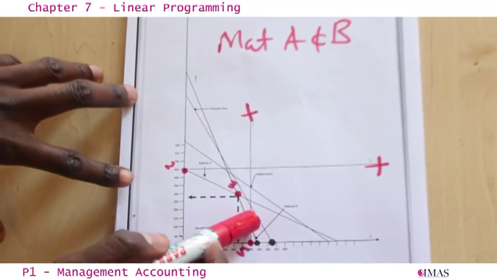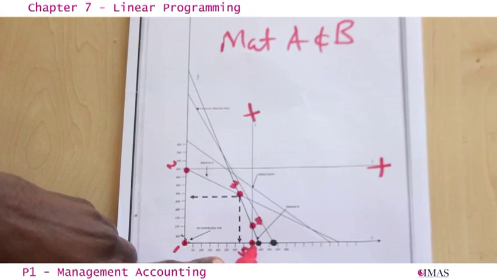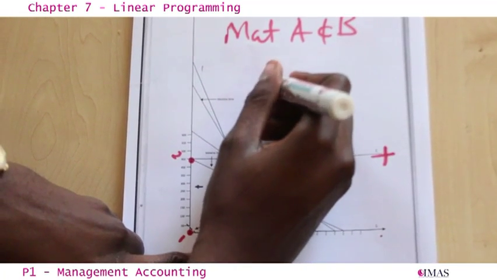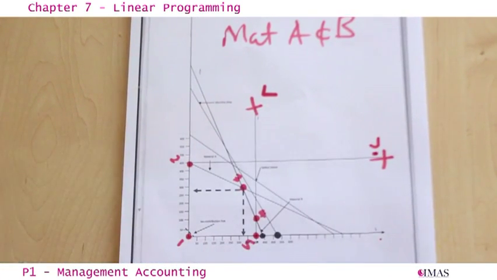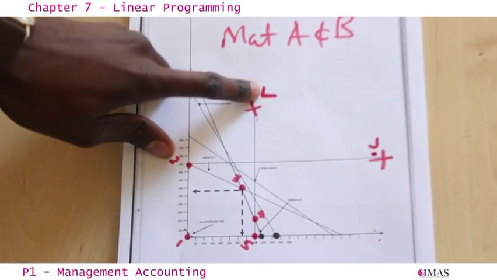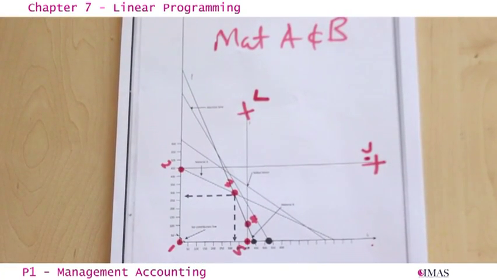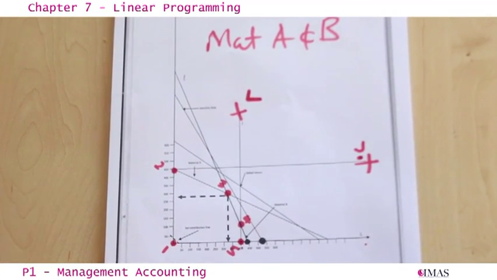So here, what this line means here, it means that for product L, because here L is the one that is on the x-axis, so here the examiner made a mistake. So this should be L and this should be J. So for product L, there is a demand of 400, that's our maximum, demand of 400.